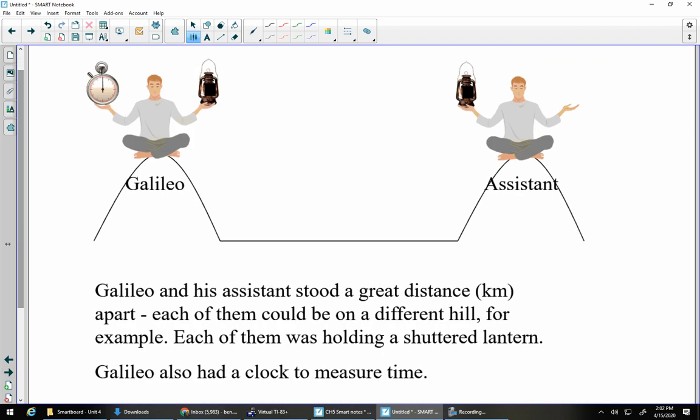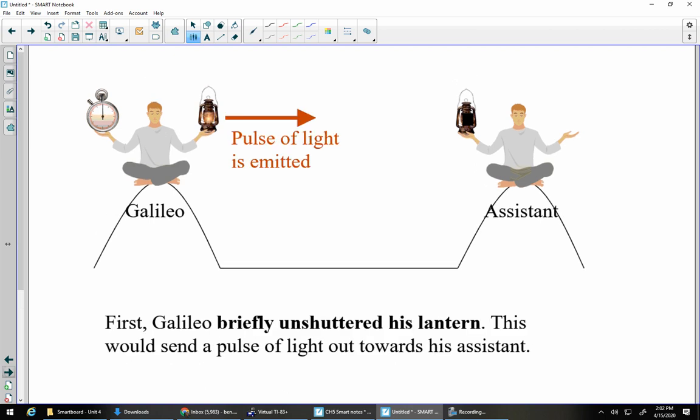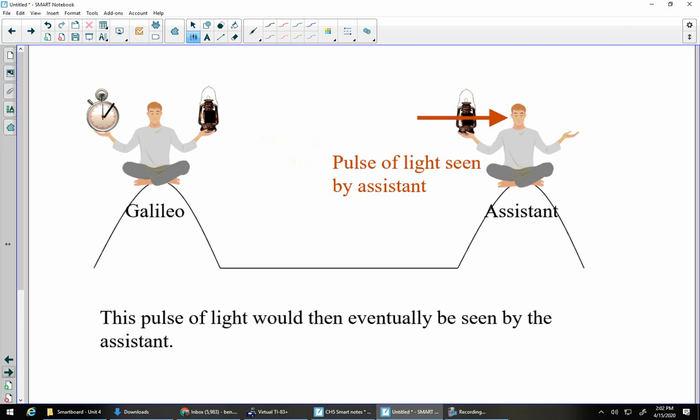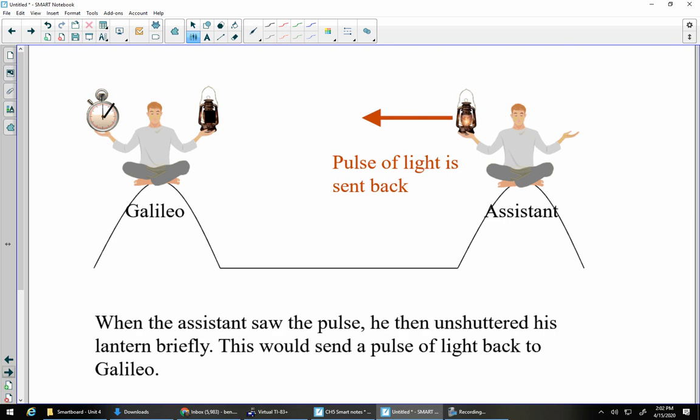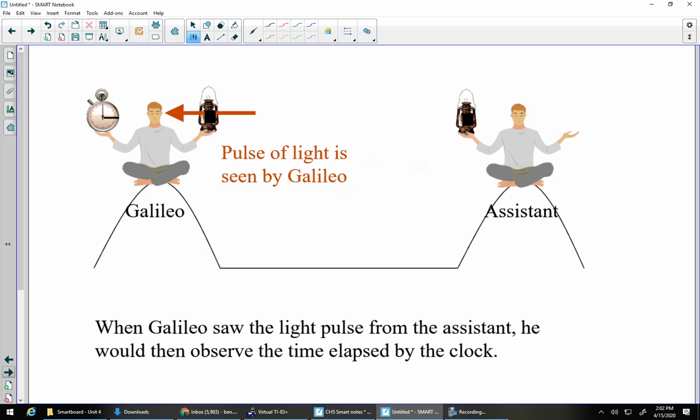Essentially what happened is that Galileo and his assistant, and you'll notice in this diagram they look like they're twins, sat on top of hills that were very far apart. Galileo would unshutter his lantern, so send a pulse of light across the huge valley over to his assistant. As soon as his assistant sees that pulse of light, he quickly uncovers his lantern and sends a pulse of light back towards Galileo, and all the while Galileo in particular is timing this. Pretty cool experiment. The problem is we're not fast enough for this.